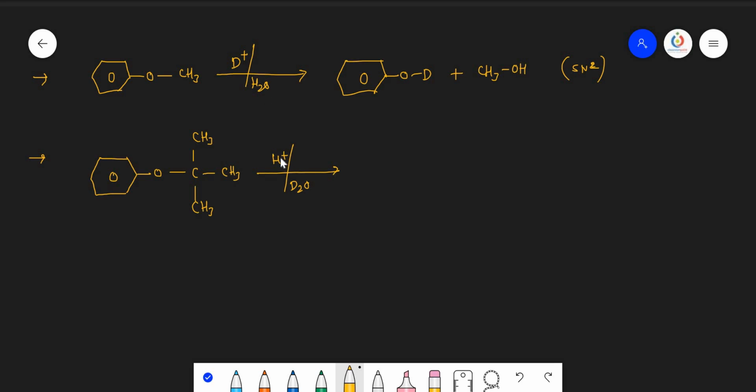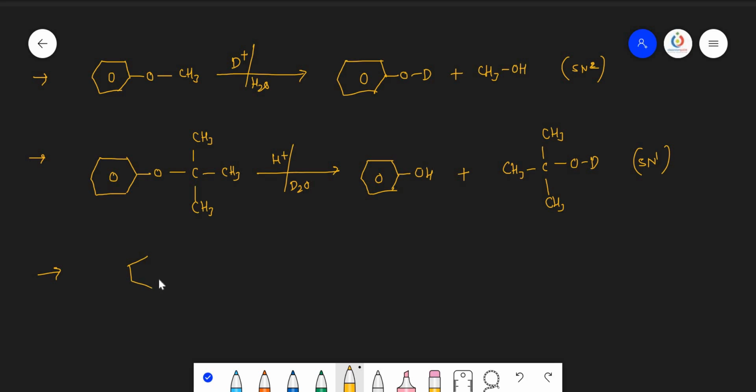Now I have taken the reverse reagent, meaning H plus and D2O, reverse to this one. So this is OH, H plus, and always with the phenyl group, CH3, CH3OD. When tertiary alkyl groups or secondary alkyl groups are connected to the ether, they participate in the SN1 mechanism and form the carbocation. With that carbocation you always have to go for the rearrangement also, if there is a possibility of rearrangement.